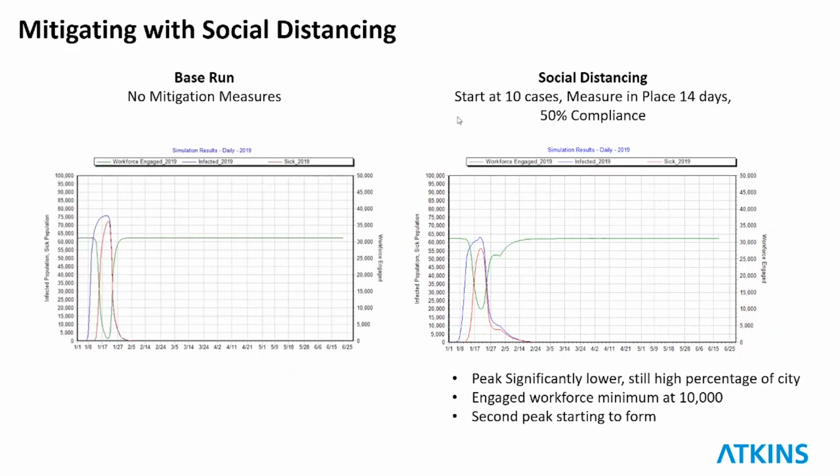Here's the result we got for social distancing. The chart on the left is the base run. We've seen that before with the 76,000 peak cases. Social distancing is on the right. We use the case where it starts when 10 cases are discovered, and it is in place for 14 days, and it's 50% compliant population. So the result that we get is that there's 63,000 peak cases, which is a drop from 76,000, but it's still far too many cases for the medical facilities within the town to be able to handle.